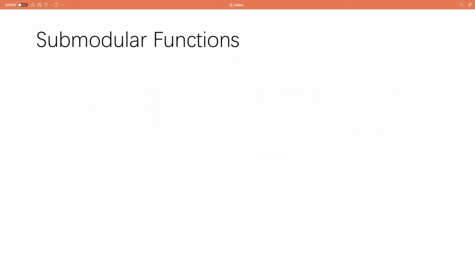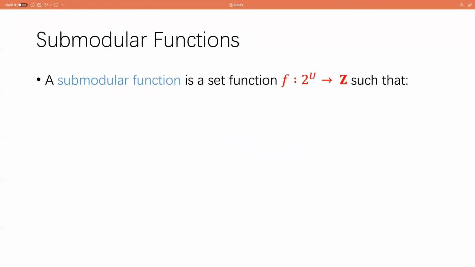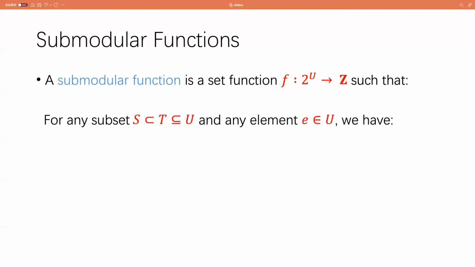Let's first talk about what a submodular function is. Given a set U, a submodular function is a set function whose variable is the subsets of U, and whose value is an integer, satisfying the following condition. For any two subsets S and T such that S is a subset of T, and for any element e in U, we have F(S plus e) minus F(S) is at least as large as F(T plus e) minus F(T).